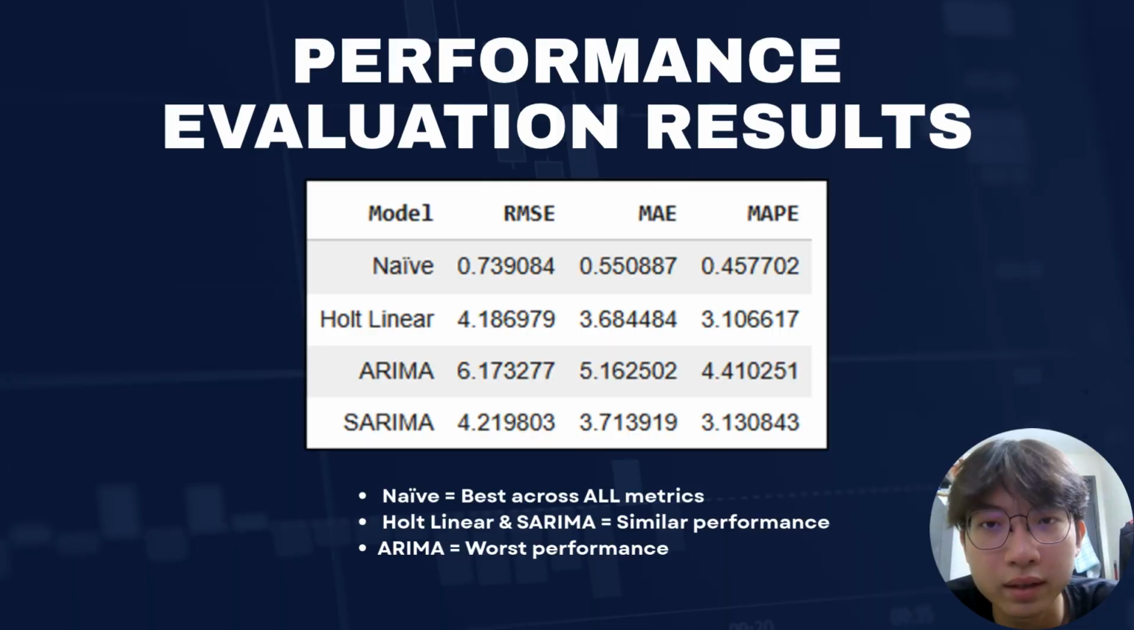The key finding here is that increasing model complexity did not improve forecasting accuracy. In fact, the simplest model, the Naïve forecast, performed the best.